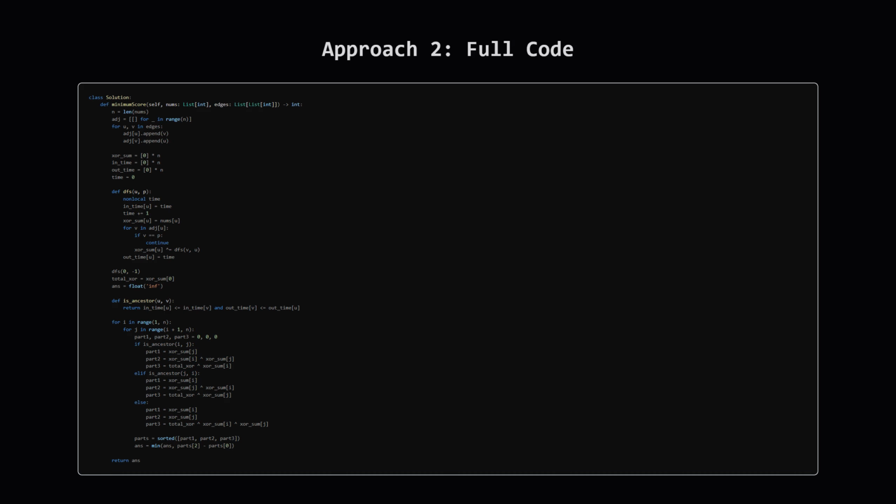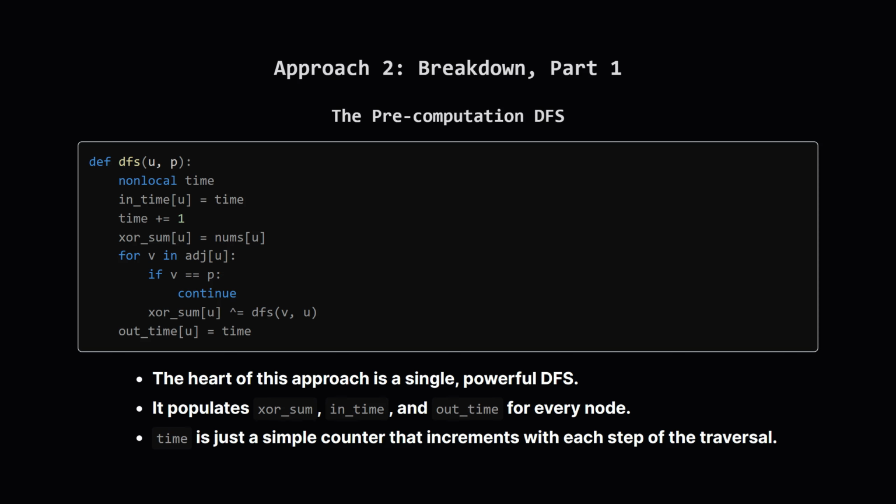And here's the code for the second approach. You can see the initial DFS function that gathers all the data, including the in and out times. Afterwards, there are two simple nested loops that iterate through all the pairs of nodes to test the cuts. Let's look at the pieces.